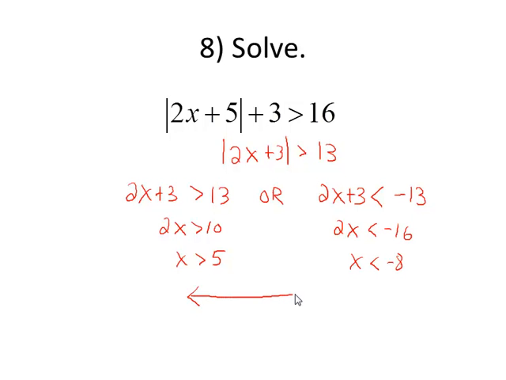On the number line, that means an open circle at 5, shade to the right. x less than negative 8: open circle at negative 8, and shade to the left. Interval notation: the first interval is negative infinity, comma negative 8. Union, the second one is 5, comma infinity.